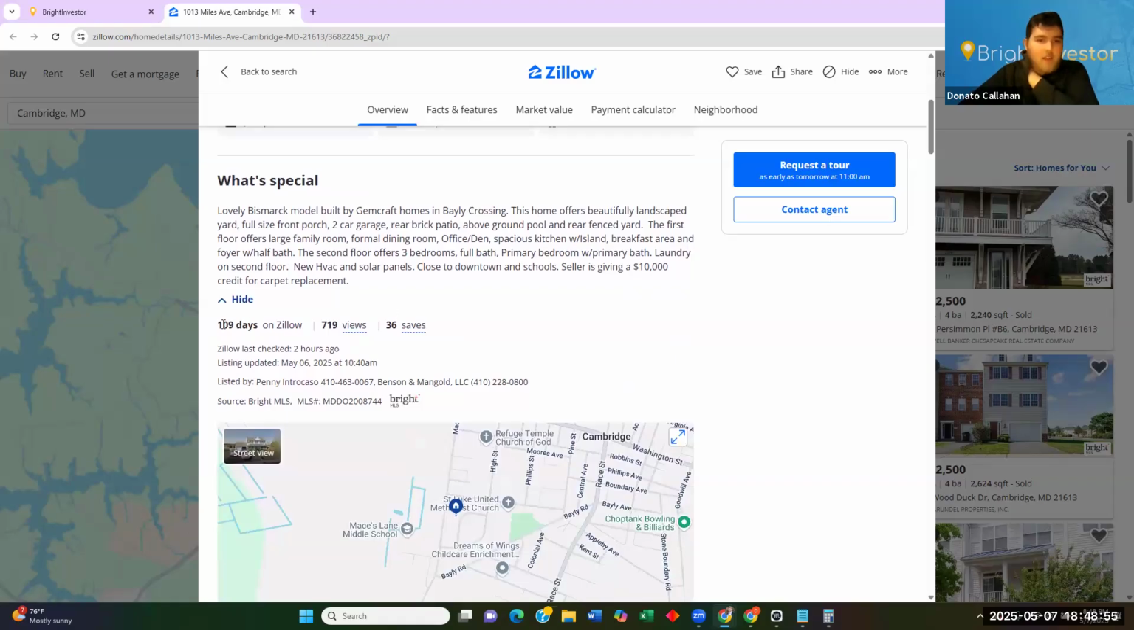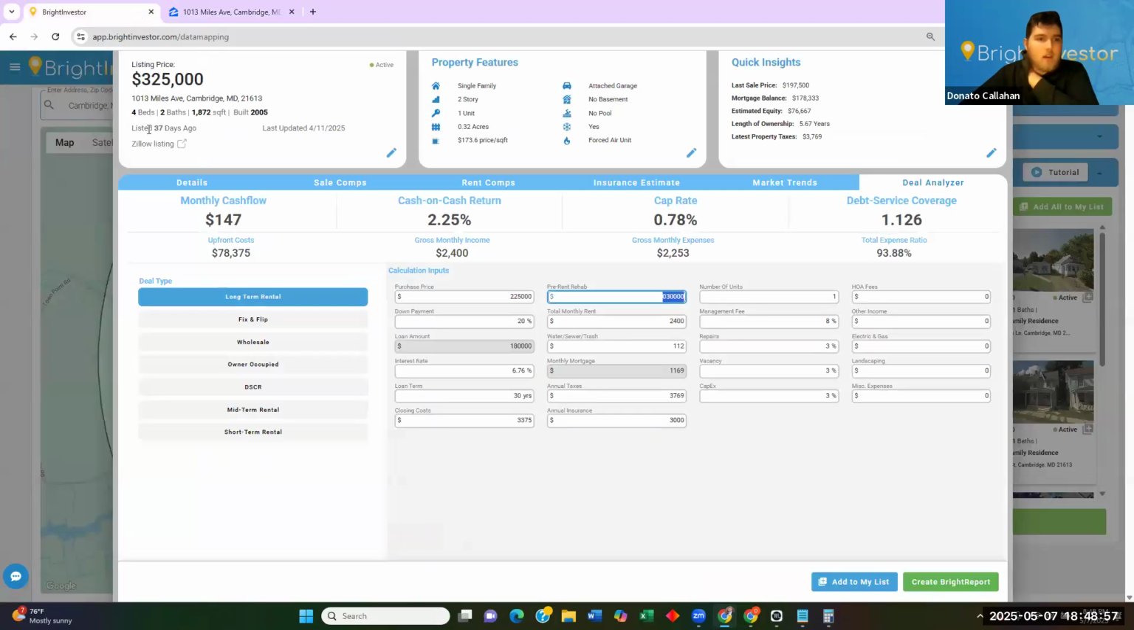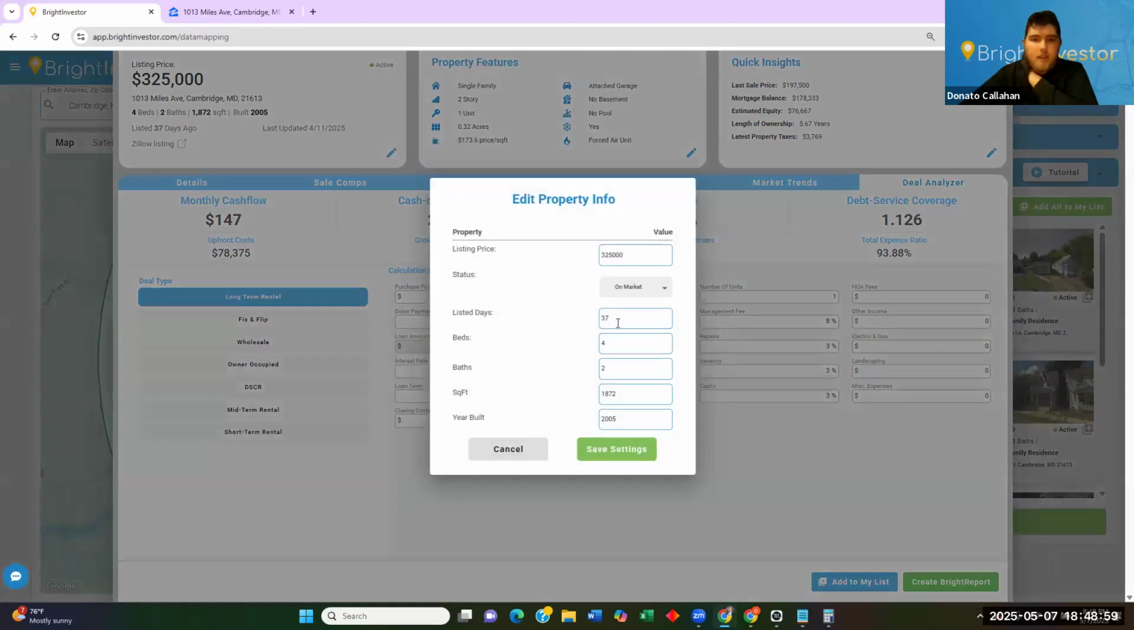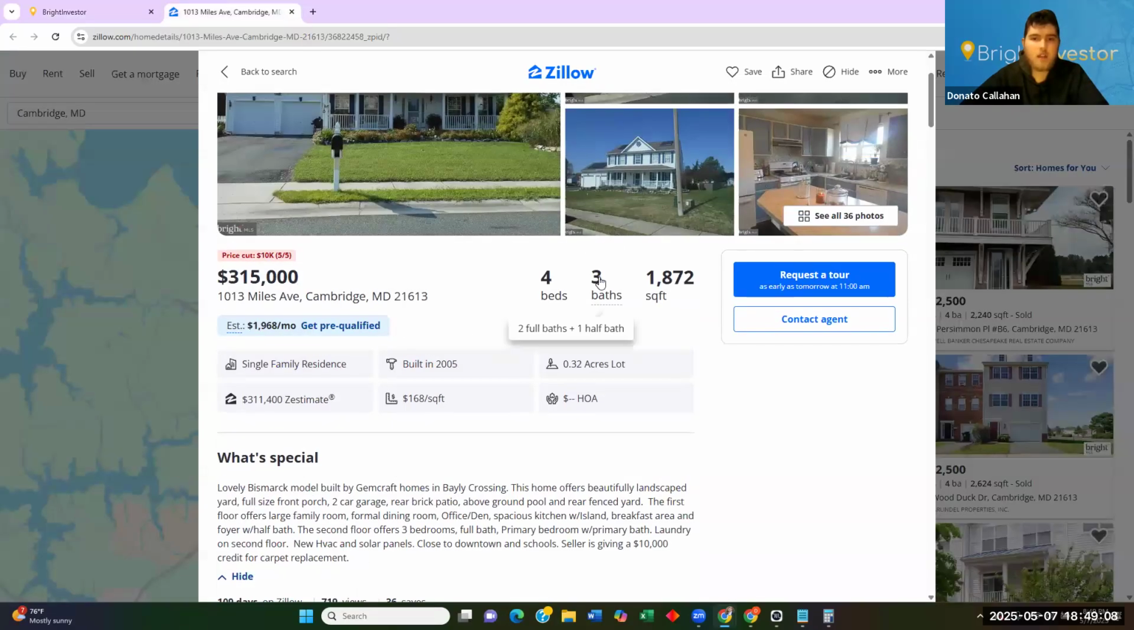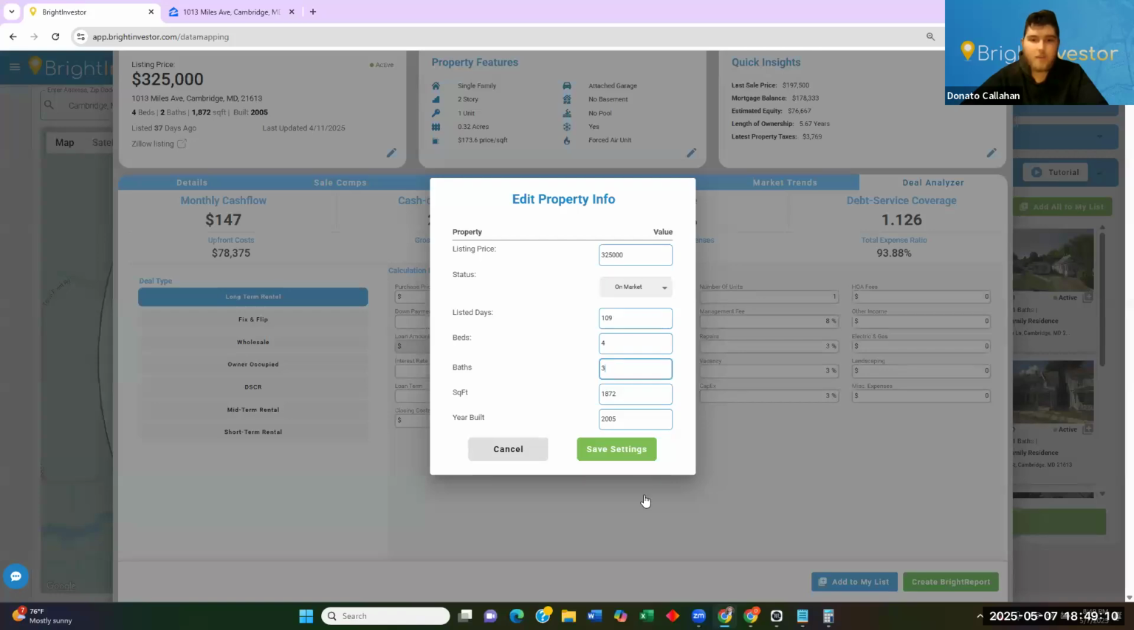And I'm seeing, okay, great. They're saying it's 109 on Zillow. But I only called it 37, so I'm just going to come in here and update it. The nice part about having the pencil icon, remember, you can update anything in BrightInvestor. So I'm going to update this to a 4-bedroom, 3-bath, because that's what they're calling it. It's really 4, 2.5, but whatever.